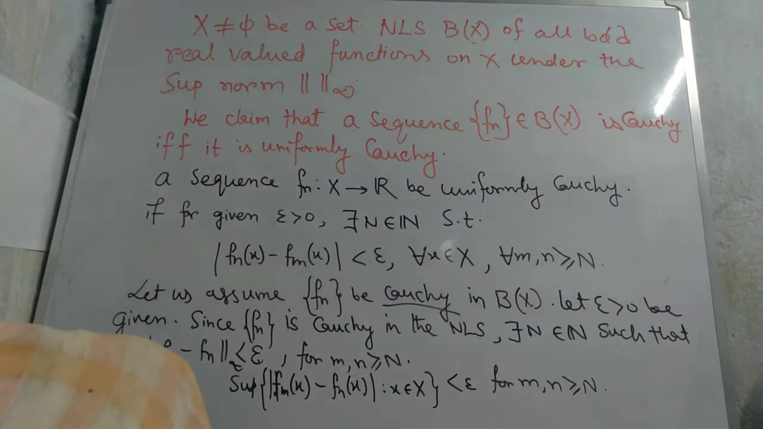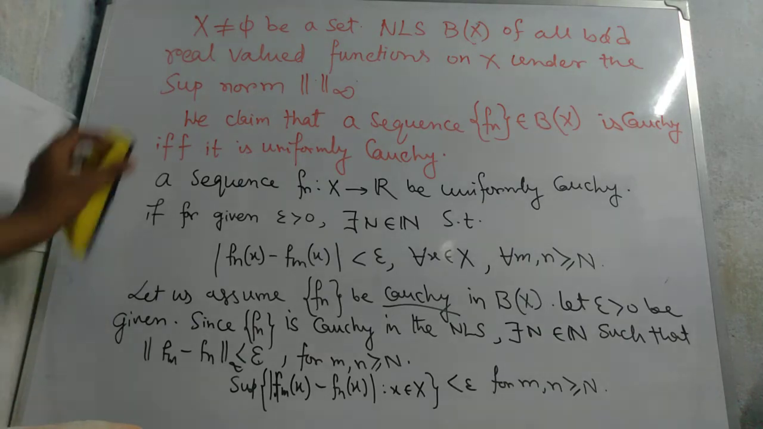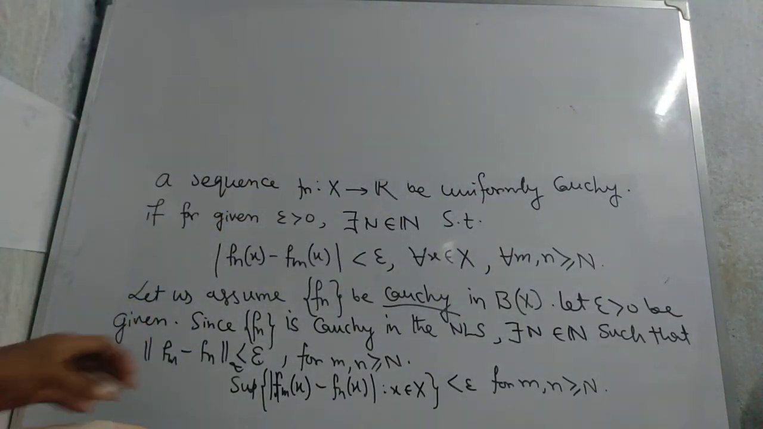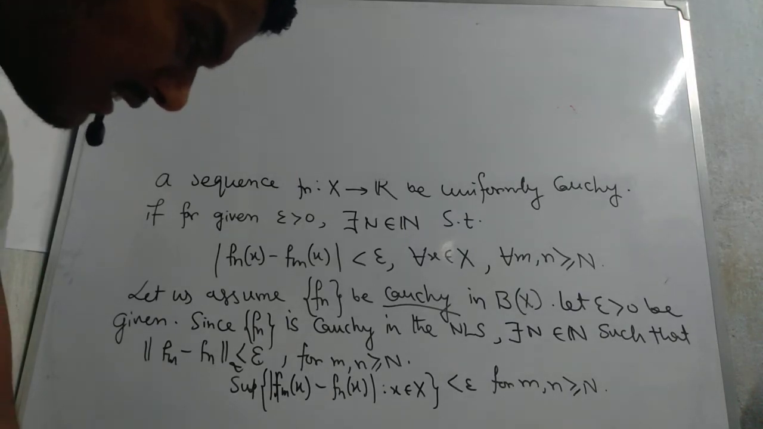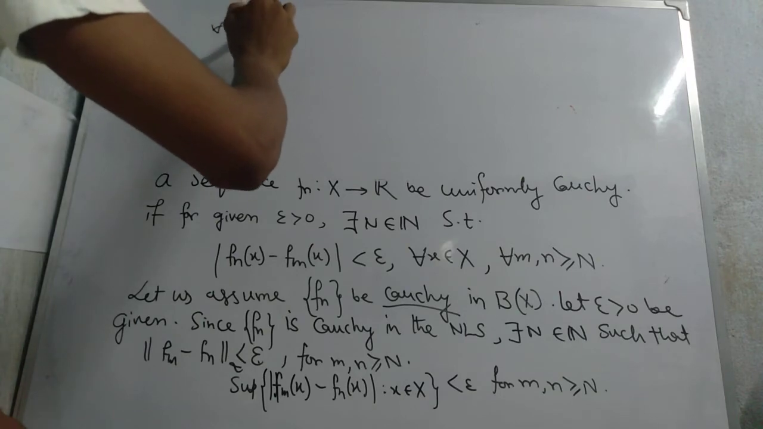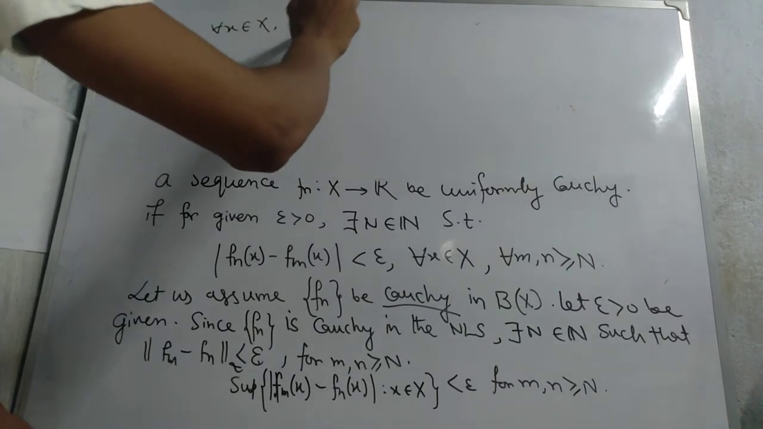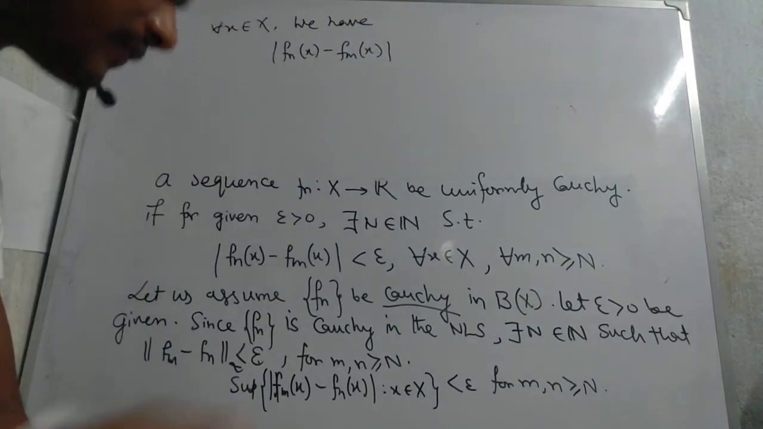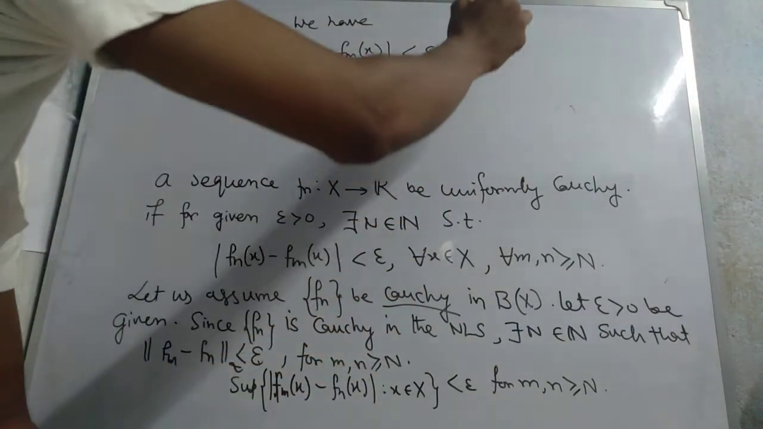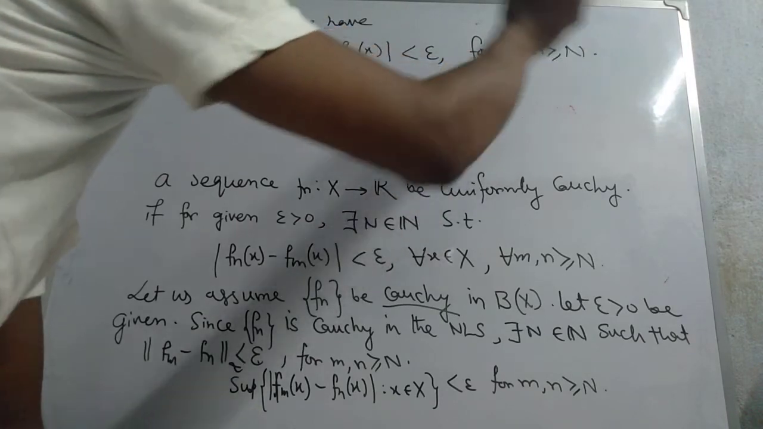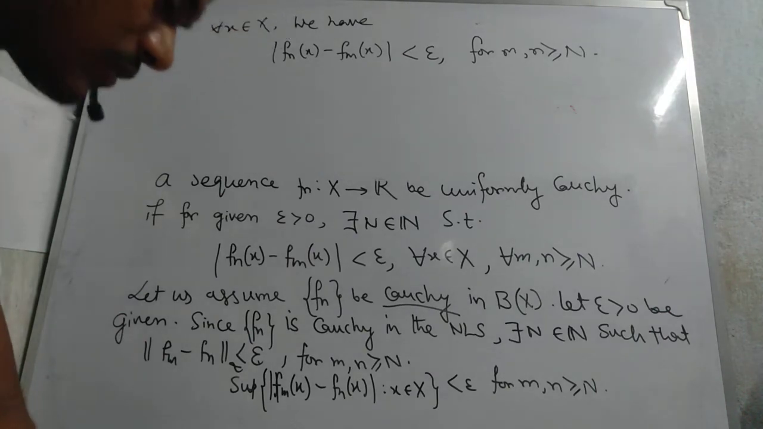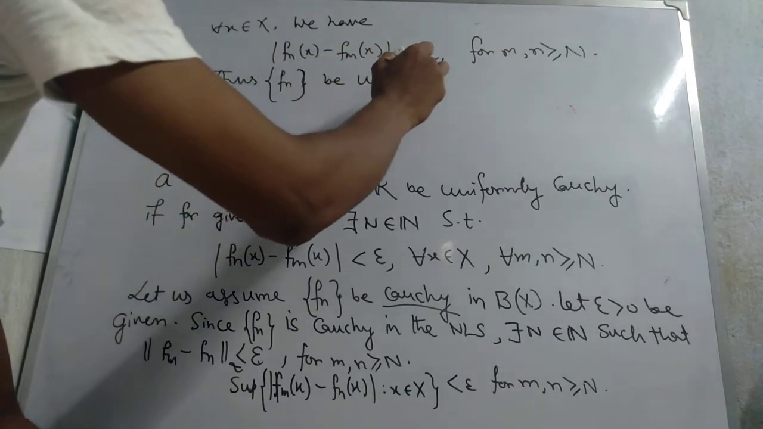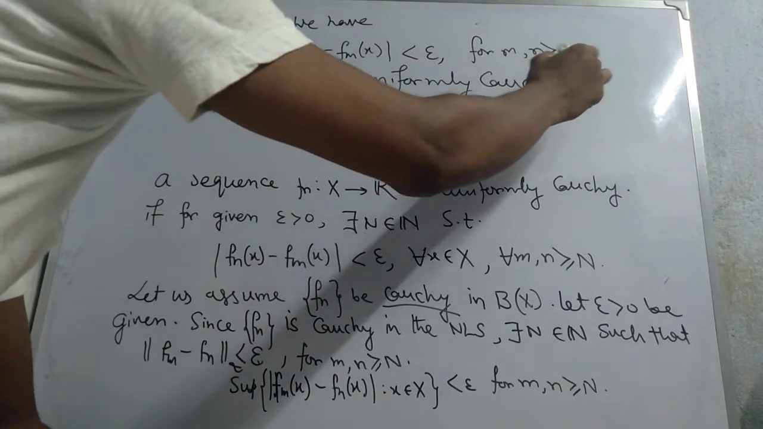Now this implies that for all x belonging to X, we have |f_m(x) - f_n(x)| less than epsilon for m, n greater than or equal to N. Thus f_n is uniformly Cauchy on X.